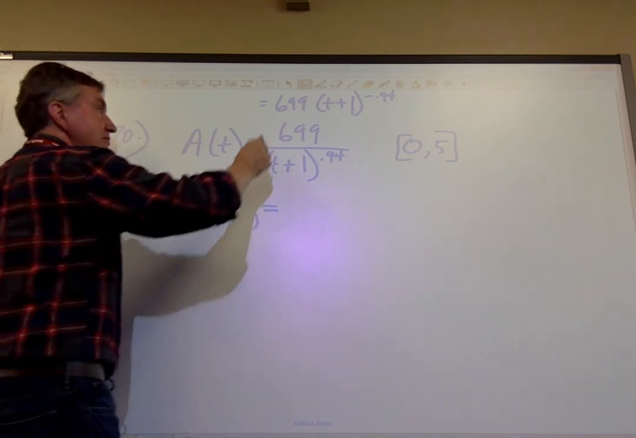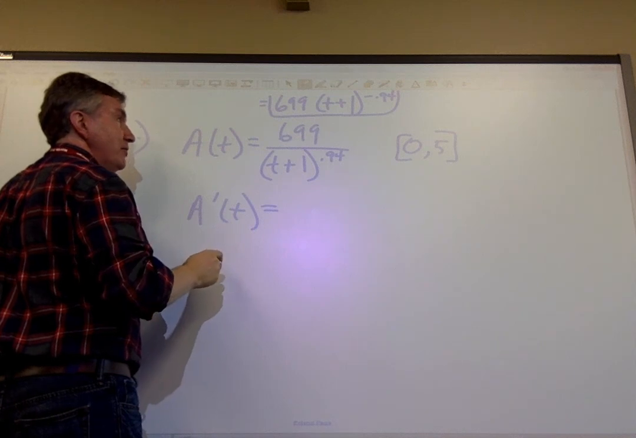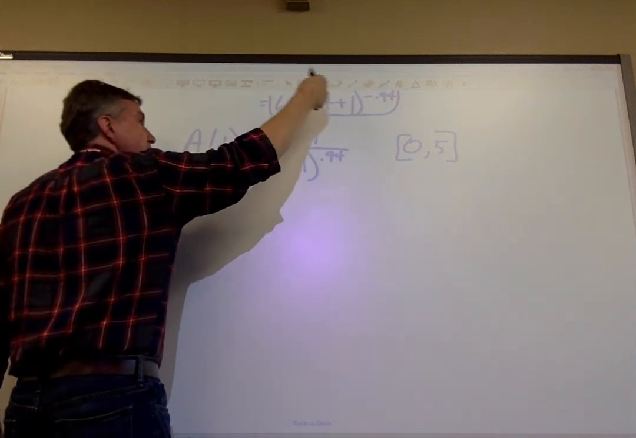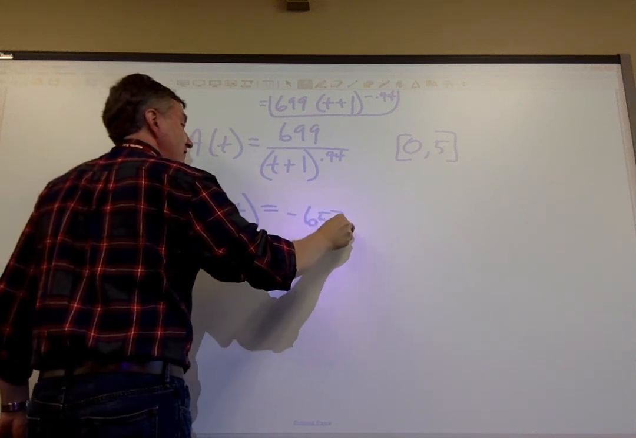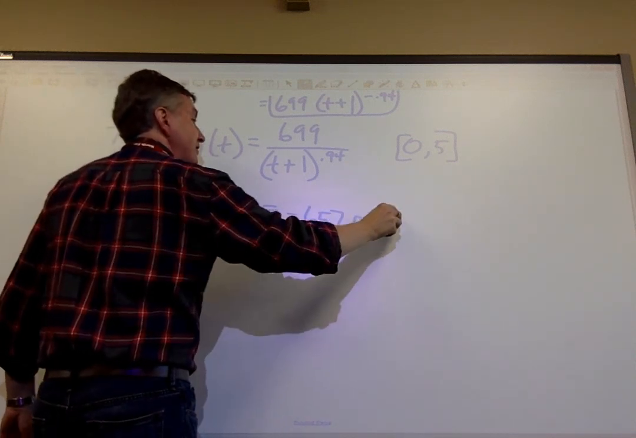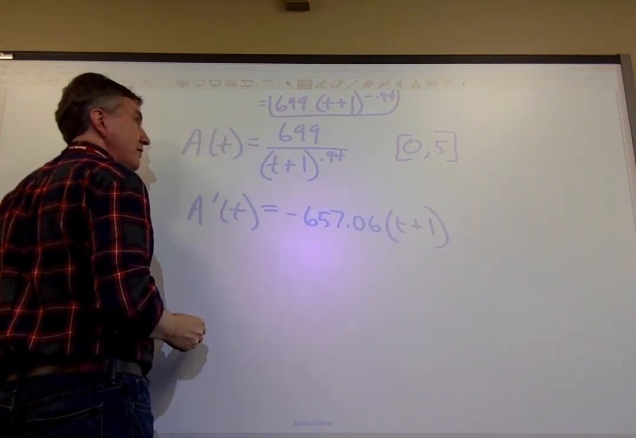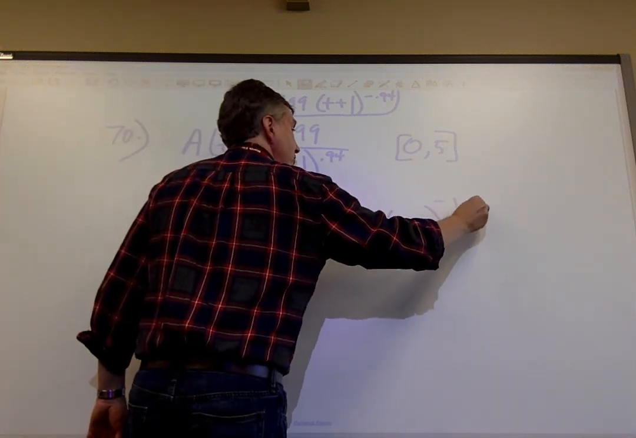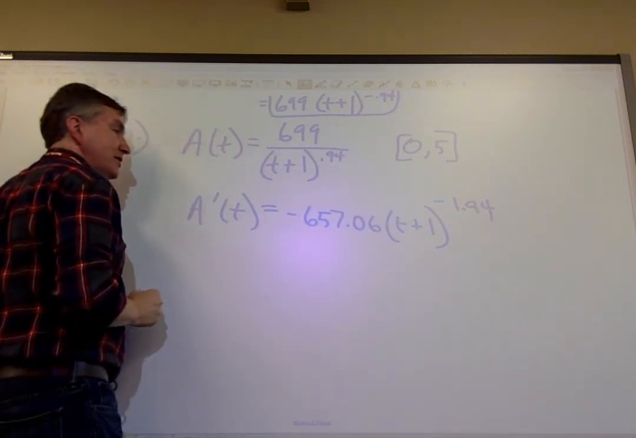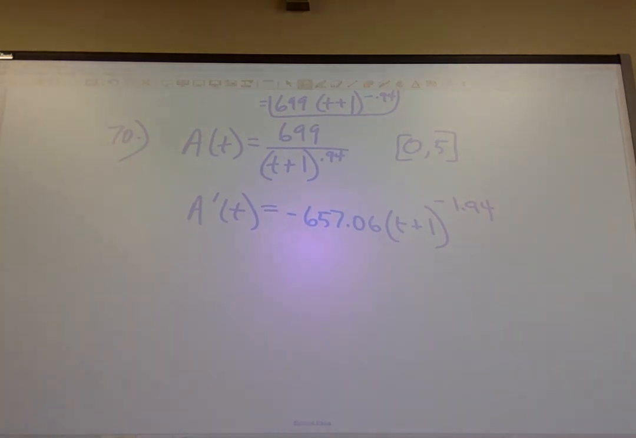So help me do this. If I use this form of A of t, what's the A prime going to be? If I bring the negative 0.94 in front, negative 657.06 times t plus 1 to what power? Negative 1.94. I subtract 1 from it, don't I? Is that good?